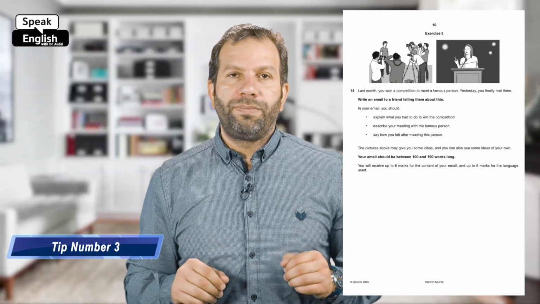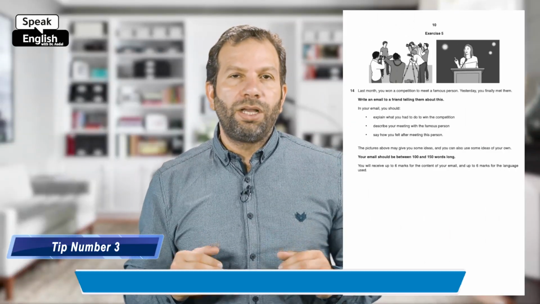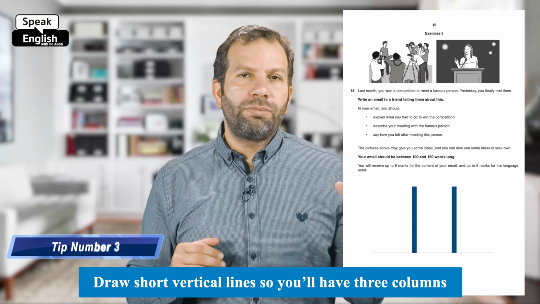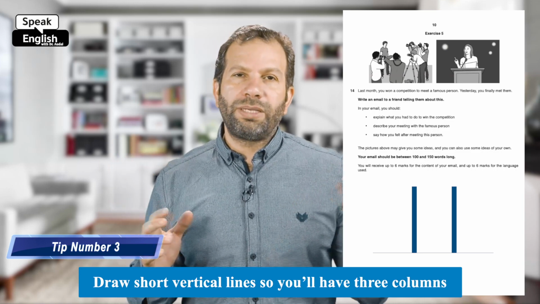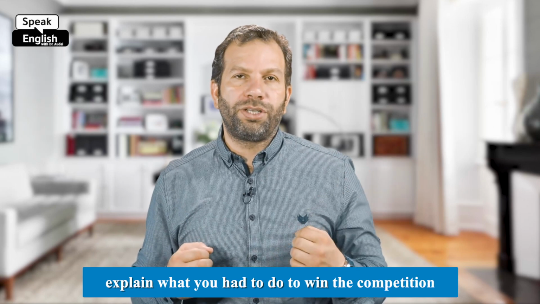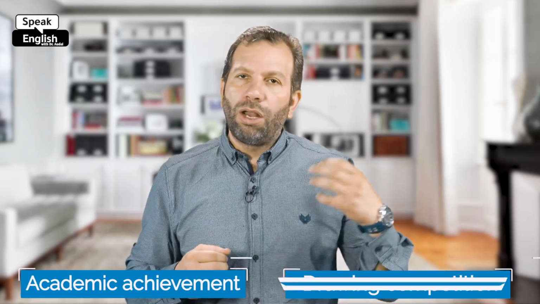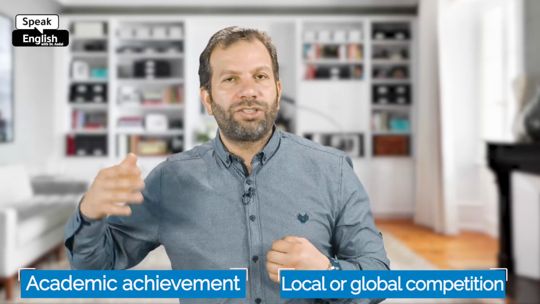Tip number 3. Down the page of the exam paper, draw short vertical lines. So you will have 3 columns. In each column, try to think of the words you can write about for each point. For example, for the first bullet point about explaining what you had to do to win the competition, you can think of a drawing competition, an academic achievement, a local or global competition, etc.